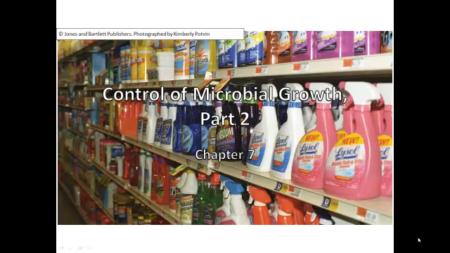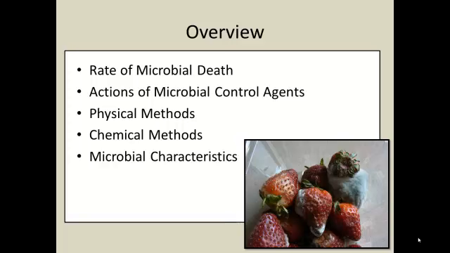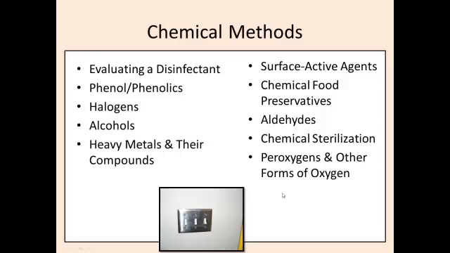Welcome to Chapter 2, Part 2, Control of Microbial Growth. Now in this half we're going to discuss chemical control methods and microbial characteristics. Under the heading of chemical methods, we're going to be discussing how one evaluates a disinfectant.